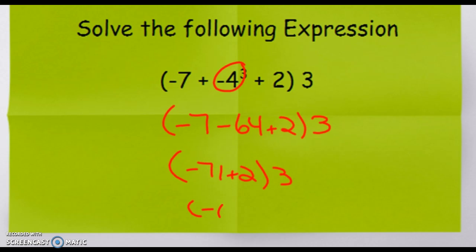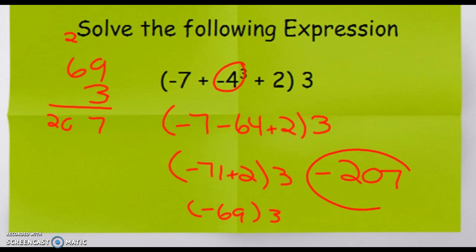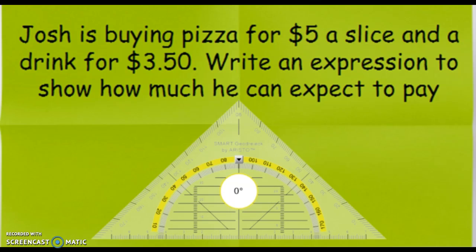Then that's going to be negative 69 times 3. Let's see what that is because I don't know that off the top of my head. 27, 6, 12, 18, 20, 207. So I just need to make sure I get my sign right. My answer is negative 207. One thing you need to make sure with these questions is that you show all of your work.